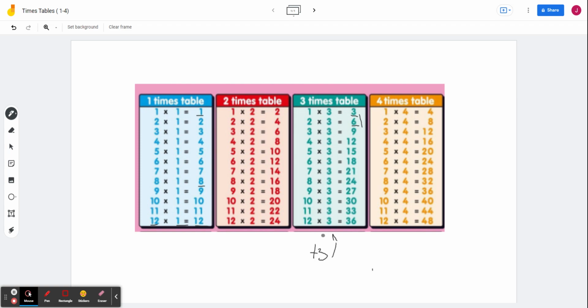Oh, and before, for the 2 times table, our pattern is plus 2. You can see their answers are always higher by 2. And our pattern for the 1 times table is plus 1.